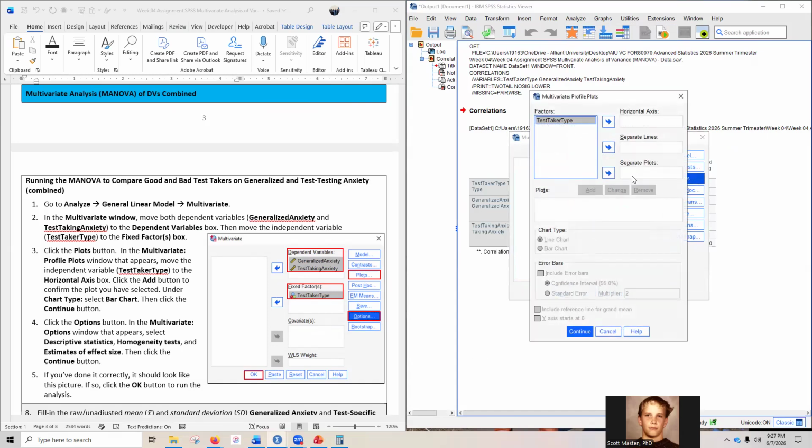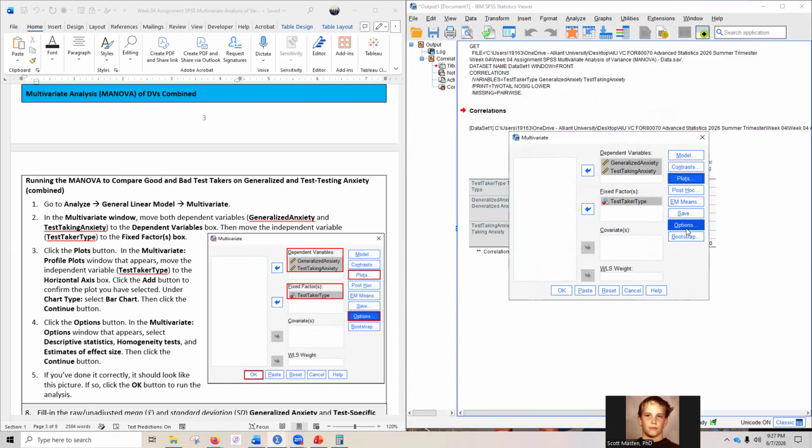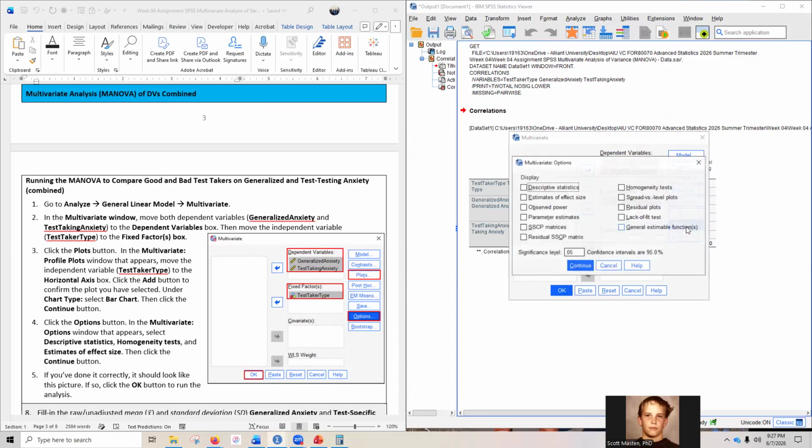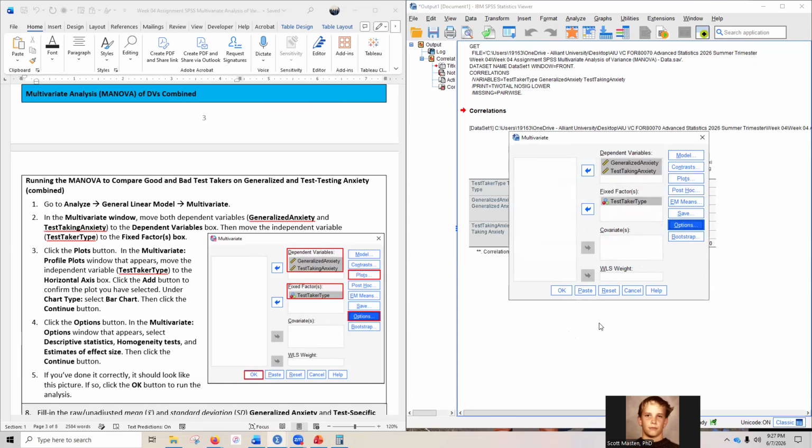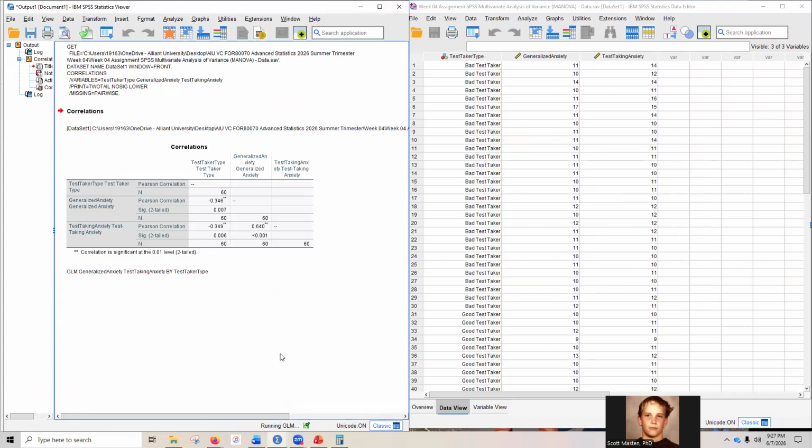Under plots, I tell you to go ahead and put test taker type on the horizontal axis, click add, and select bar chart for that. So you get a bar chart for those guys. And then under options, I tell you to get descriptive statistics, homogeneity tests, and estimates of effect size. All right, that's it. Click the OK button. And this is going to analyze whether these 2 things combined differ for the groups defined by test taker type, good and bad test takers.